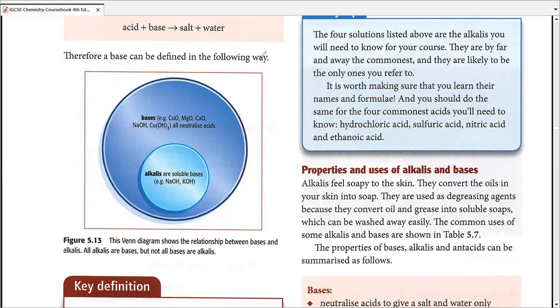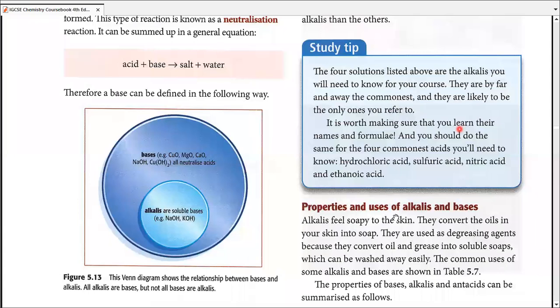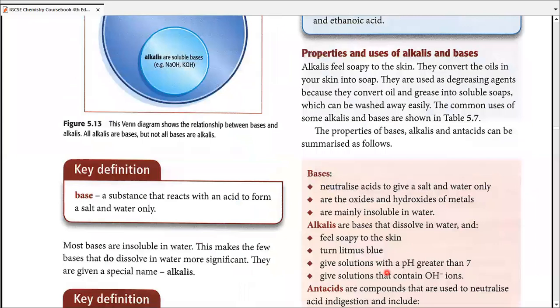So simply speaking, we right now talk about a base as anything that can neutralize an acid, and most probably it's going to be insoluble in water. And we are now going to refer to alkalis as bases, it's just that they are going to be the soluble ones, soluble in water. So how can we differentiate between them? There are some common alkalis. They're also given in the next table. We'll see the table, but first the definitions.